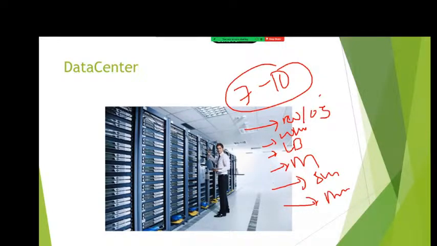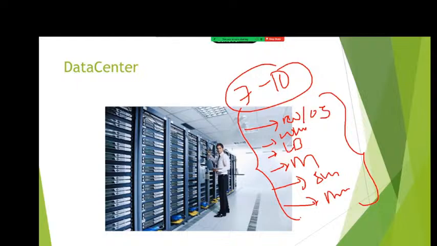So many teams are required to manage or provide support to the customer. To maintain these many teams and our own data center, the project budget is very, very high. Organizations are not able to bear such an amount. That is one reason why the entire IT industry is looking towards cloud.